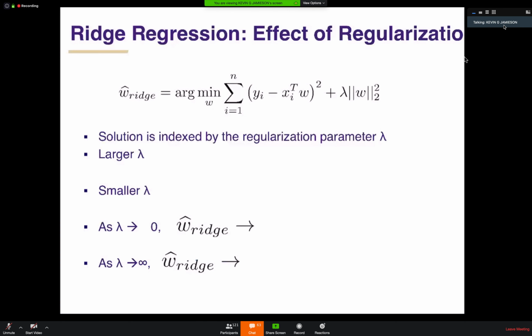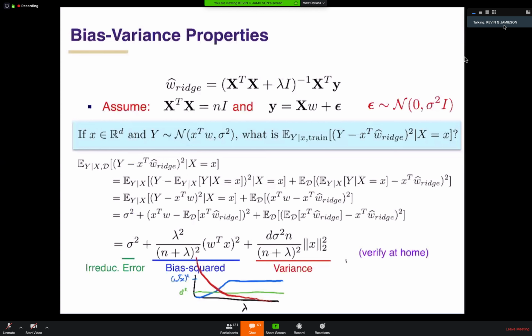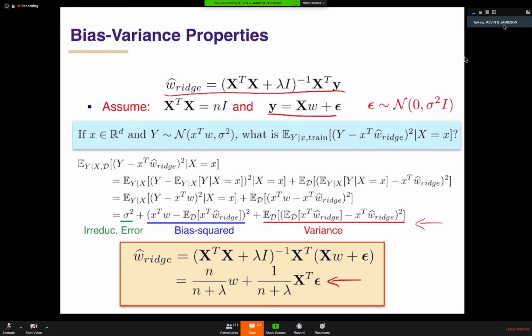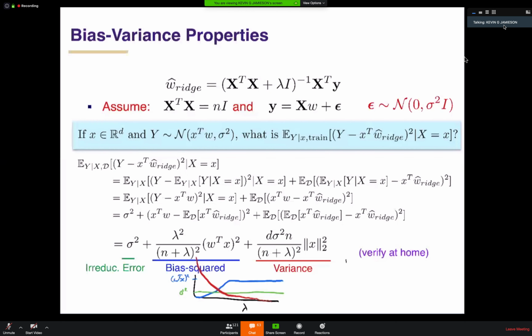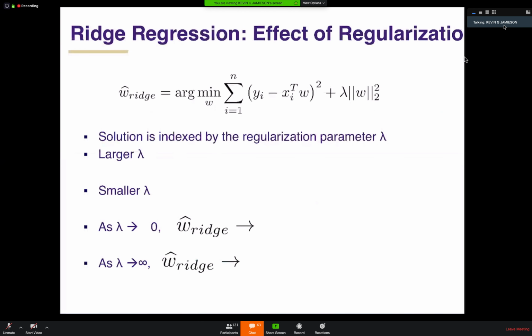And I want you to have intuition. So let's have a little test here. The solution is indexed by the regularization parameter lambda. And we went through all these calculations. We looked at what the solution W hat ridge is under these conditions, and we looked at this bias and variance thing. This is the intuition that I want you to have. But all of this can also be gained by just looking at the loss function.